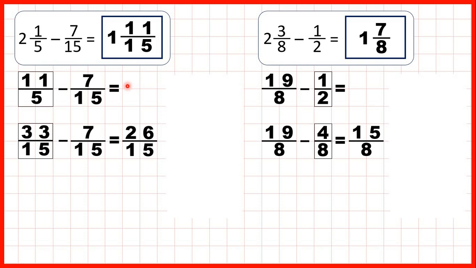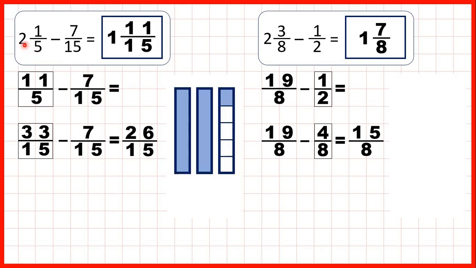So let's use fraction bars to see what we did here. For this first question, we started with 2 and 1/5. We needed to take 7 fifteenths away. First of all, we changed 2 and 1/5 into an improper fraction, so into 11 fifths. But because we were taking fifteenths away, we changed those 11 fifths into 33 fifteenths, so that we could subtract 7 fifteenths. And if we take away 1, 2, 3, 4, 5, 6, 7, that leaves us with 26 fifteenths. But 26 fifteenths is the same as 1 and 11 fifteenths, so that's our answer as a mixed number.